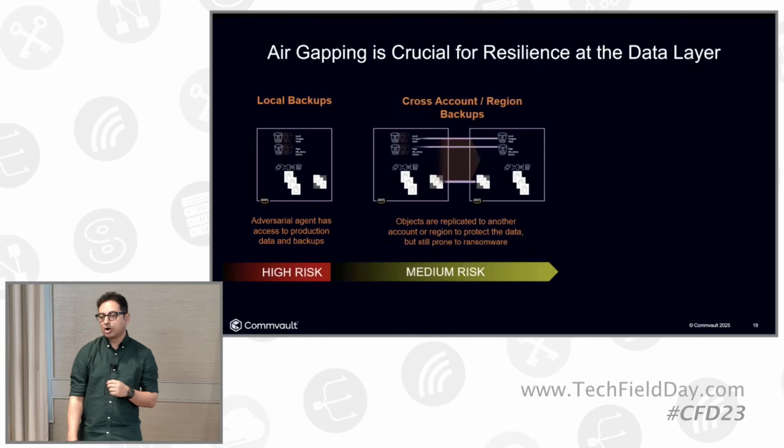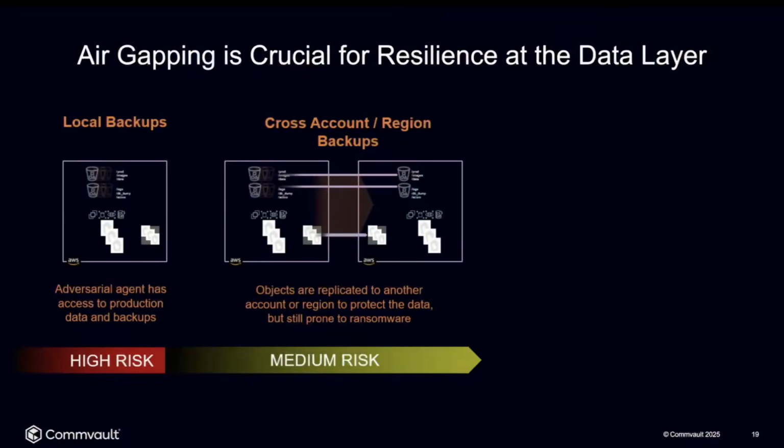Next up is cross-account and cross-region backups. Again, these provide some level of isolation compared to local backups. If your AWS region goes down, you can bring it back up. If your account gets compromised, yes, you can get the data back. But ultimately, the backups are still within your enterprise security sphere, which means that if your account gets compromised, it's only a matter of time before all of the other accounts in your enterprise security sphere get compromised as well. So there's no way to get the data back in that scenario.